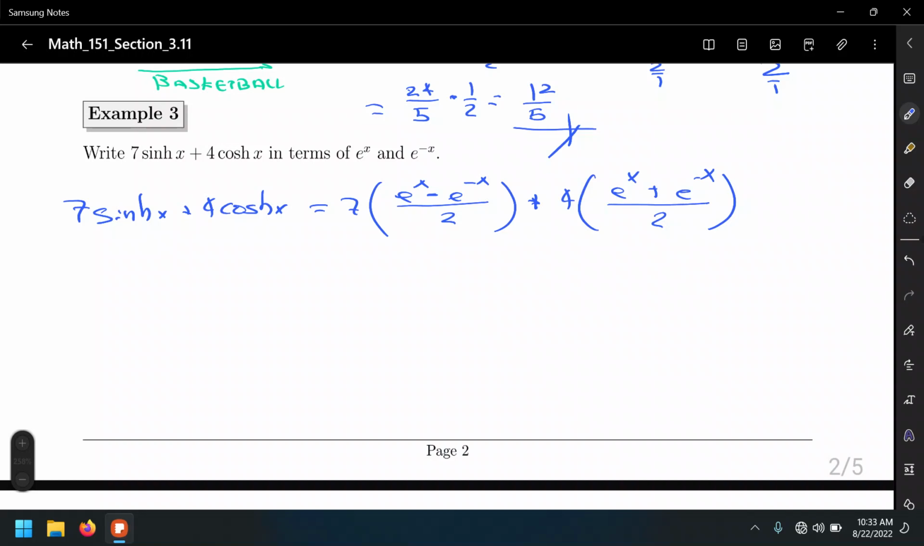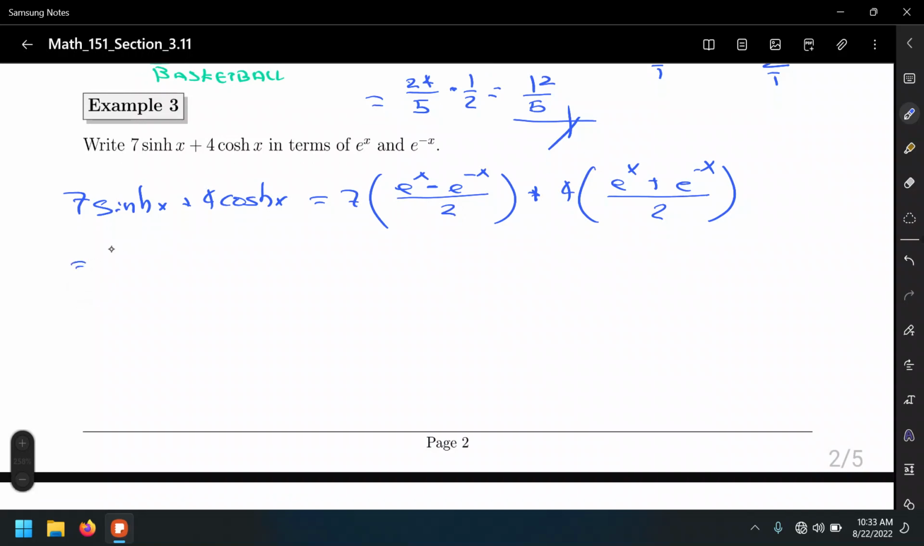Well, what we can do here is maybe take out these 2, rather, and make this look like 7 halves e to the x minus e to the negative x plus 4 over 2, which happens to reduce to 2, no? And then from here, how about distribute the fraction and the 2 over each group of parentheses respectively?